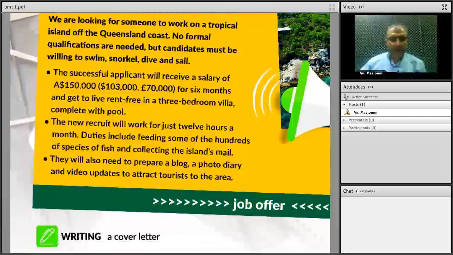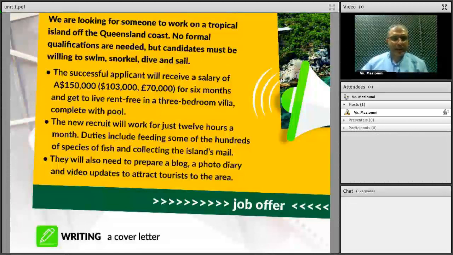Back to the book. The successful applicant will receive a salary of A$150,000. You see A here? It means Australian dollars, which is about 103,000 US dollars, and that is about 70,000 pounds for 6 months, and get to live rent-free in a 3-bedroom villa complete with pool.